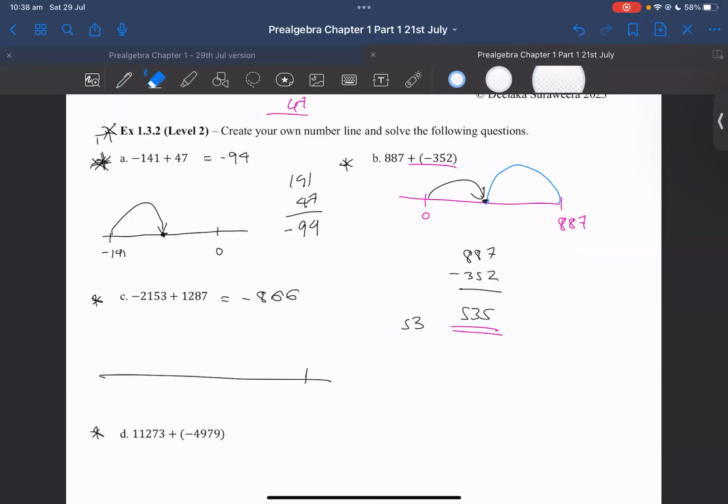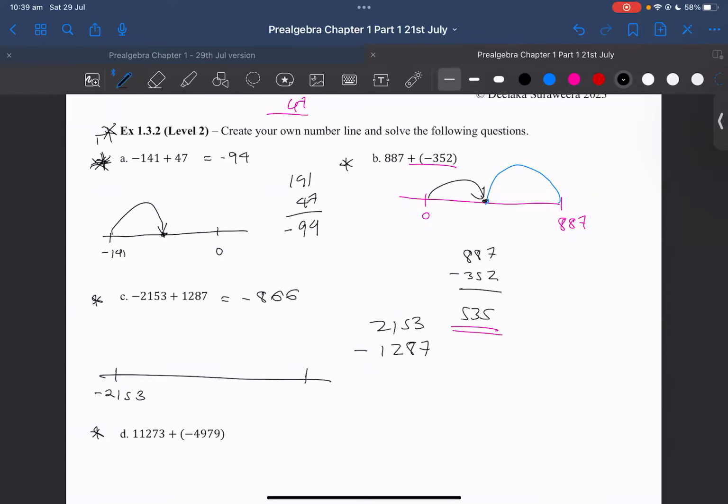So yeah, we start with 2153. Subtract it. But why do you subtract? It's addition, right? Why do you subtract 1287? You're correct, but because it's negative 2153 plus 1287, even if you add it, it will still be negative.